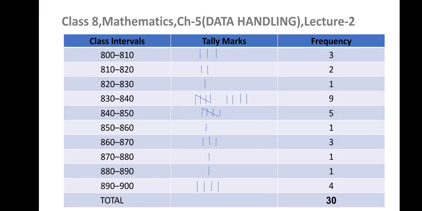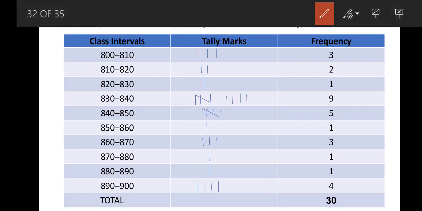So likewise, I have made the frequency distribution table, or grouped frequency distribution. This is 800 to 810. How many entries were there? 3, so I have written 3. 810 to 820, 2 entries. 820 to 830, likewise. The maximum value is 9 and the minimum value is 1. The total is 30, the same as the total number of workers. So our frequency is correct.